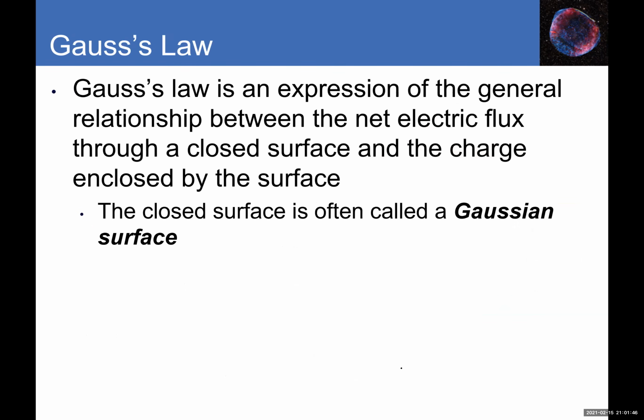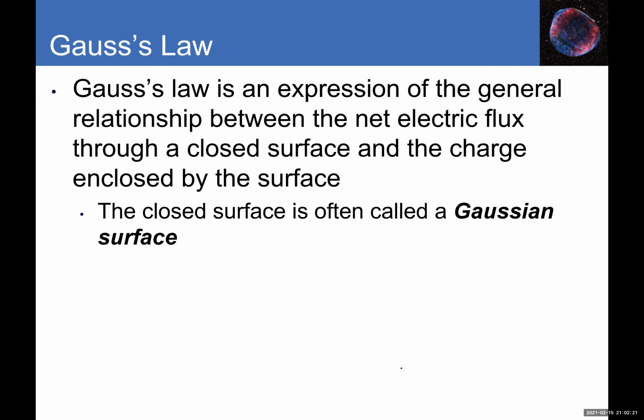Gauss's law is an expression of the general relationship between the net electric flux, which we talked about, through a closed surface and the charge enclosed by the surface. The closed surface is often called a Gaussian surface. One of the things we have with Gauss's law is that it represents how we can relate electric flux to the charges enclosed by the surface.